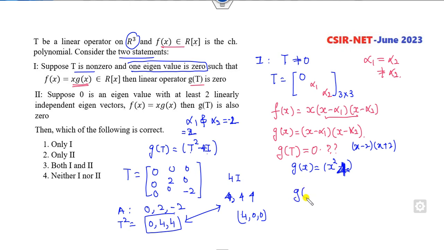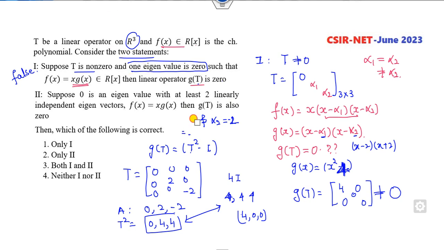It means g of T could be like this, 4, 0, 0 below, and clearly it says that this is not my 0 matrix. So the statement that it is 0 is false. I hope you can easily understand that. You can consider any alpha 1 and alpha 2. For this simple calculation, you may consider this as alpha 1 and alpha 2 as here.